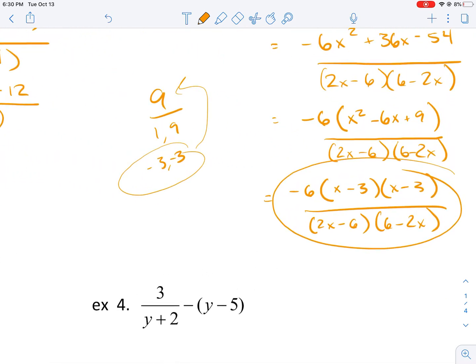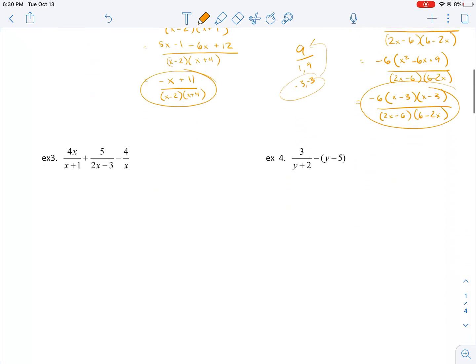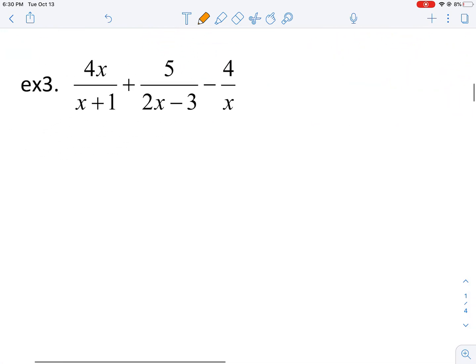Leave it there just for a second. Okay. Let's look at number 3. Okay, so number 3 kind of stinks.